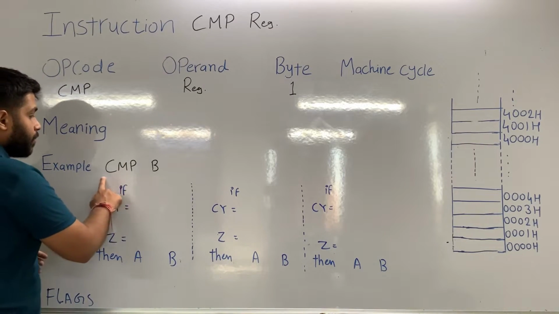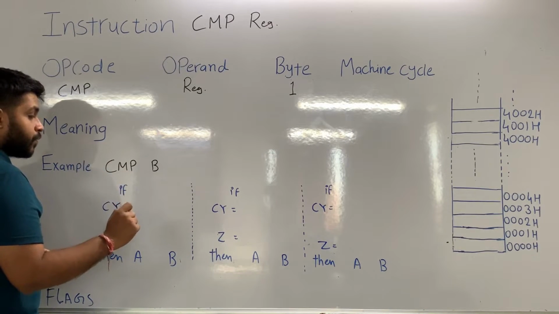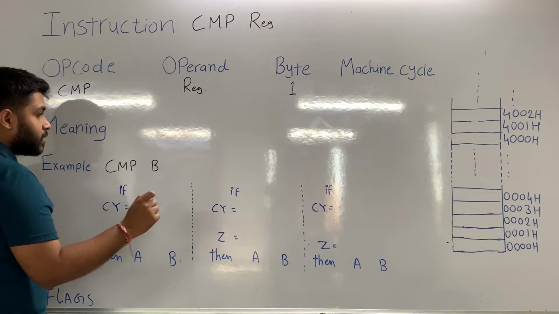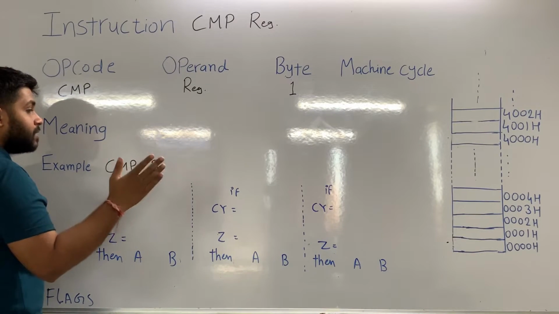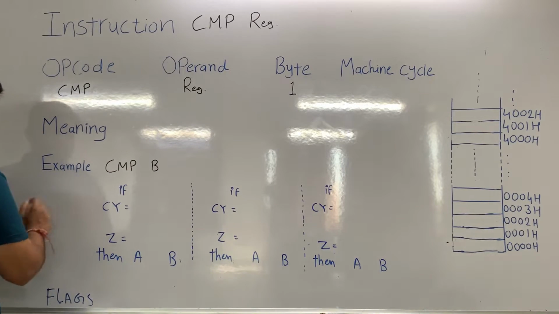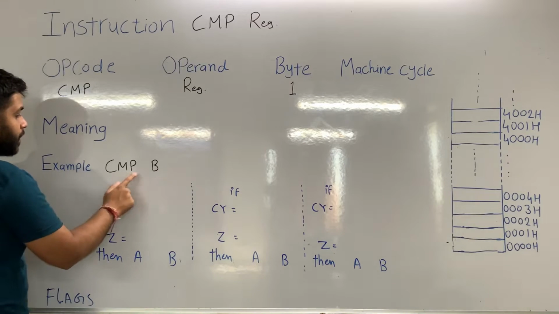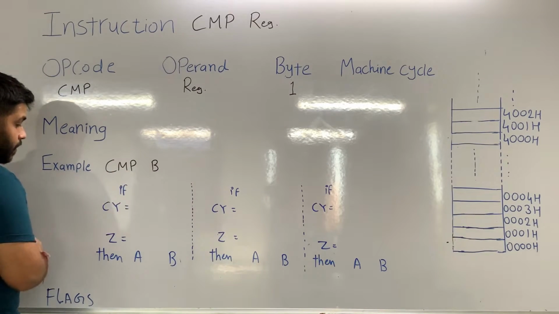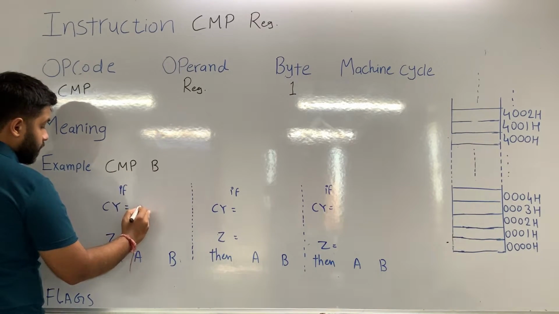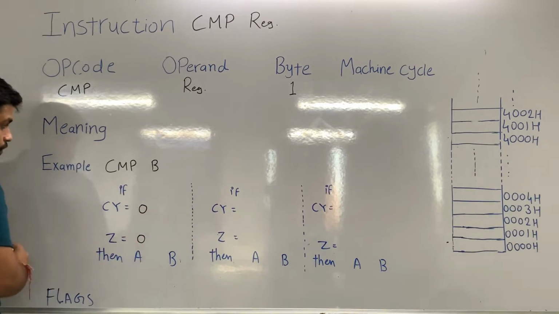So how are we going to know whether the answer is positive, negative or 0? After the compare instruction is executed, we have to see the status of the flags. From the status of flags, we are going to know whether the answer is positive, negative or 0. So let's see the first case. Suppose after executing the compare B instruction, the carry flag is 0 and the zero flag is also 0.